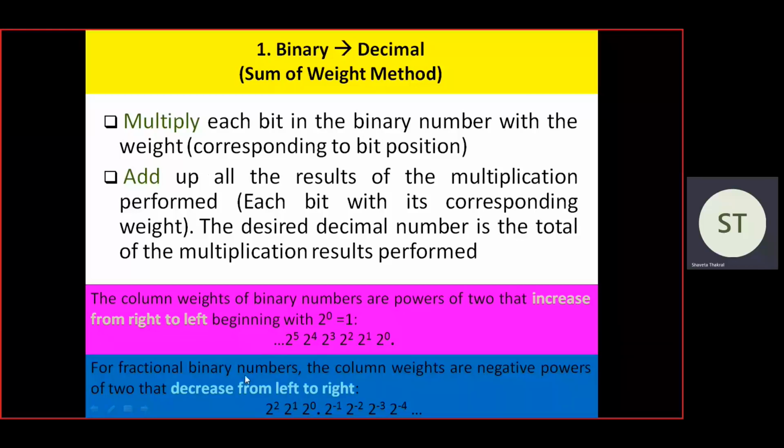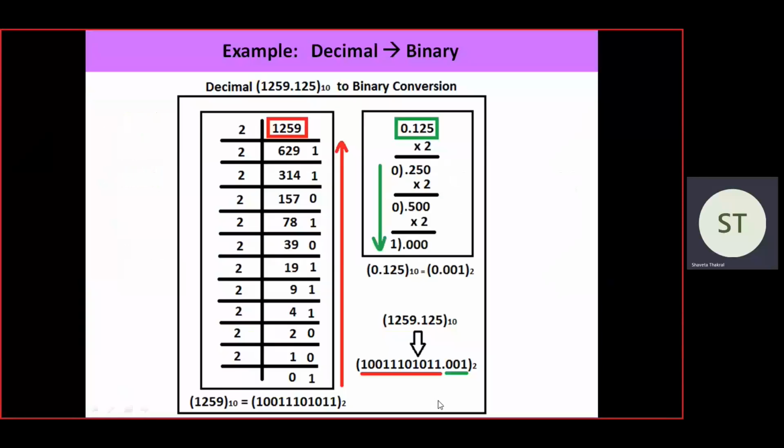For fractional binary numbers, the binary weights decrease from left to right. As we traverse from left to right, the weights are 2 raised to power minus 1, 2 raised to power minus 2, 2 raised to power minus 3, 2 raised to power minus 4 and so on. So before the decimal point the weights are increasing, 2 raised to power 0, 1, 2, and after the decimal point the weights are decreasing, 2 raised to power minus 1, minus 2 and so on.